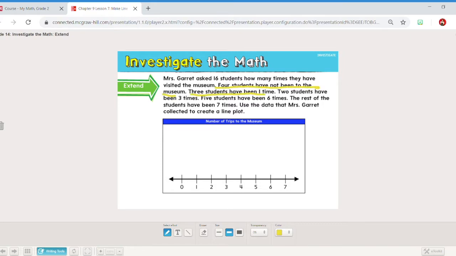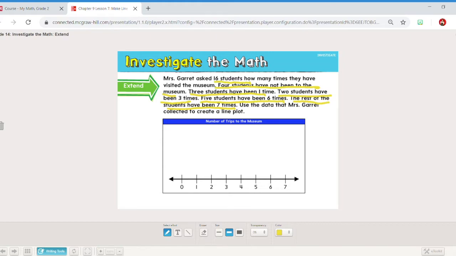3 students have been 1 time. 2 students have been 3 times. 5 students have been 6 times. And the rest of the students have been 7 times. Use the data that Mrs. Garrett collected to make a line plot. And she had 16 students.